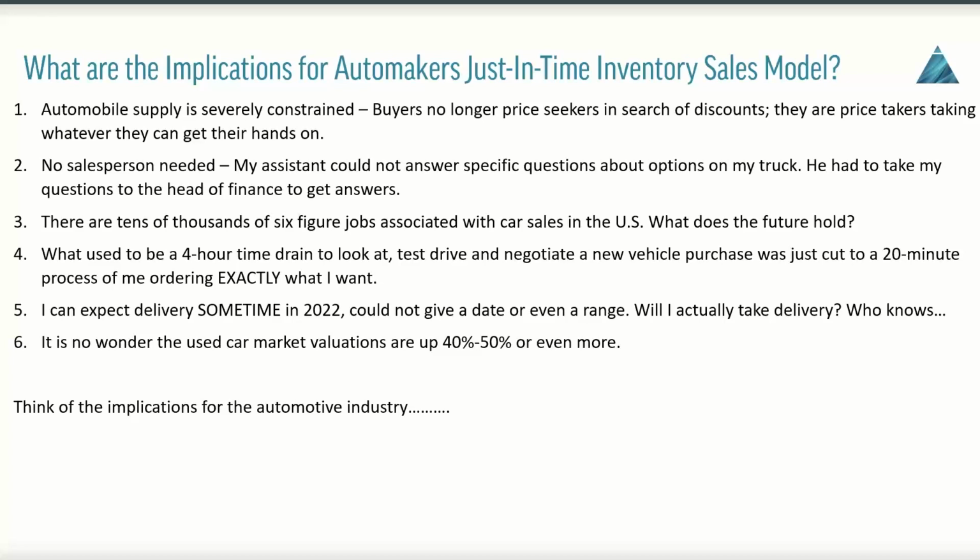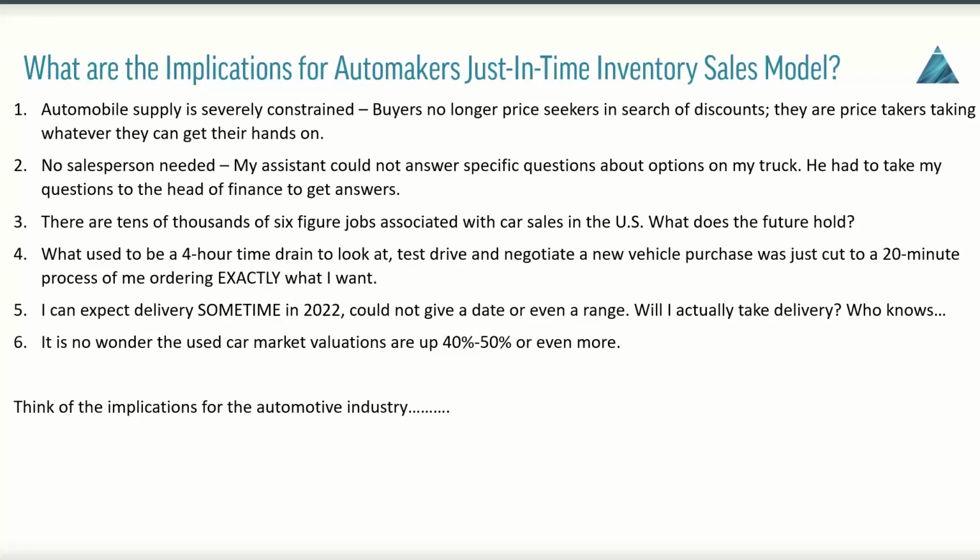And point number 4 here is really key, right? What used to be a 4-hour time drain to look at, test drive, and negotiate a new vehicle purchase was literally cut to 20 minutes, and I ordered exactly what I want. Now, the delivery was kind of hysterical because they said sometime in 2022. They could not even give me a date or a range. And so, again, I did this as a test. Will I actually take delivery?